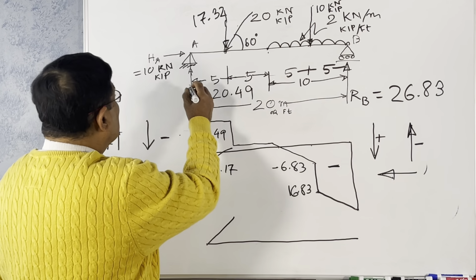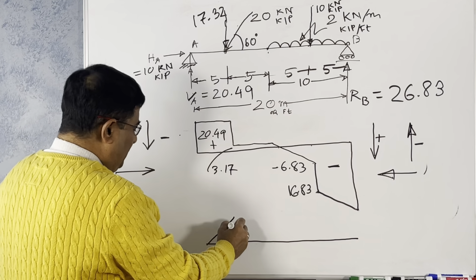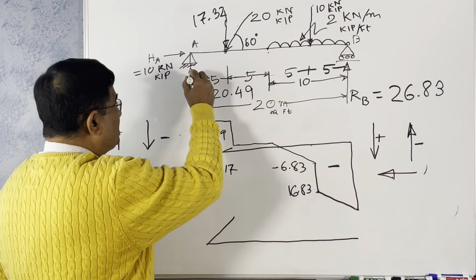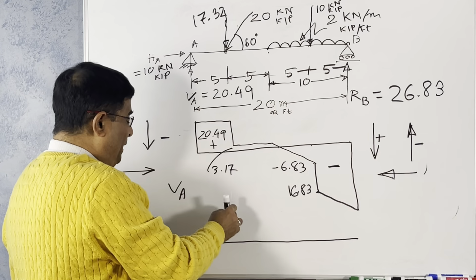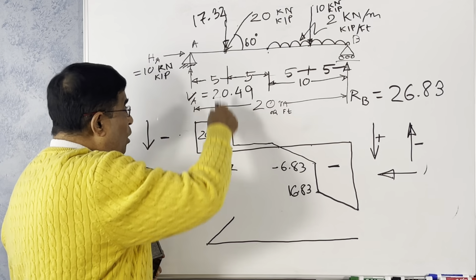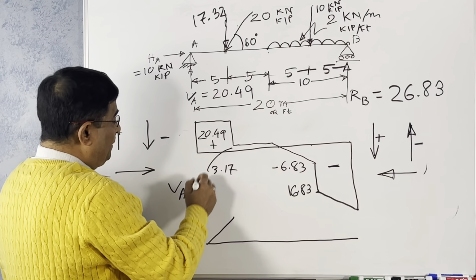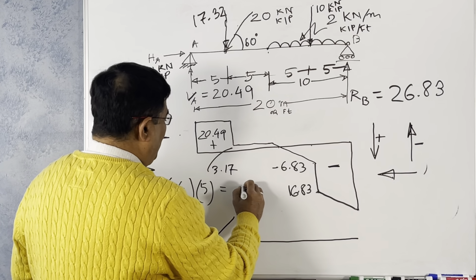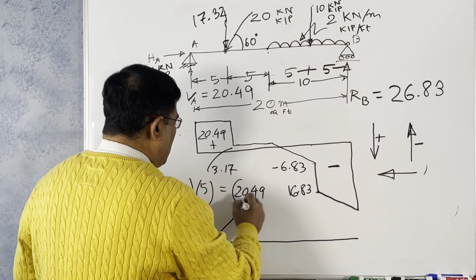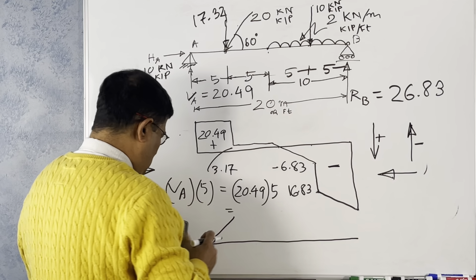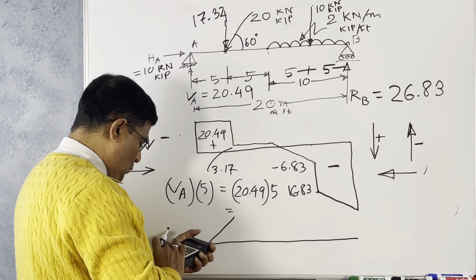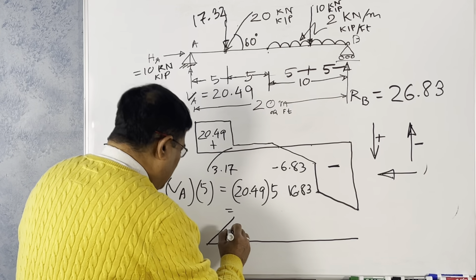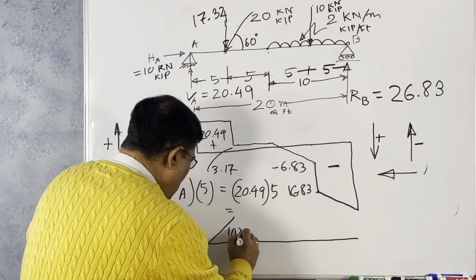So what is the value? It is your 20.49. So it is your RVA times distance. There is no other force there to cause a moment here, because this force will pass through. This will not cause moment at this point. So VA times 5, this is equal to 20.49 times 5. Let us calculate the value. 20.49 multiplied by 5, it is 102.445.